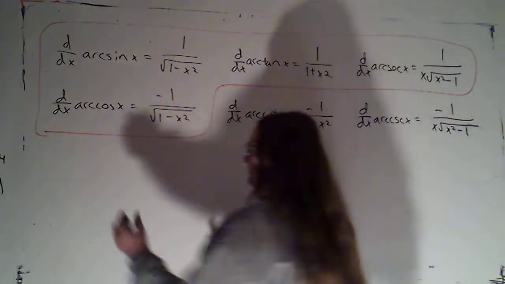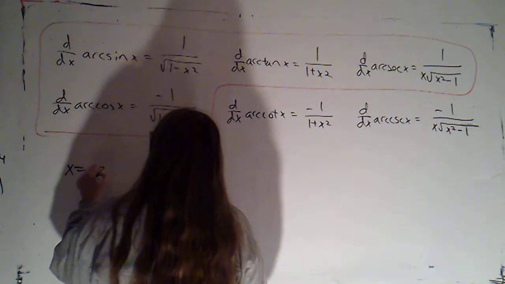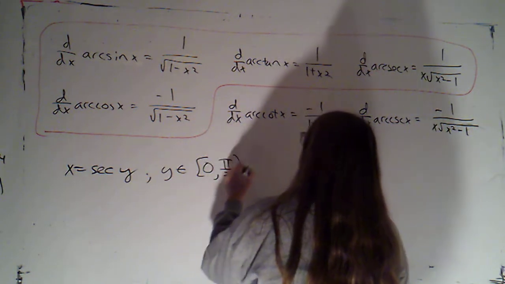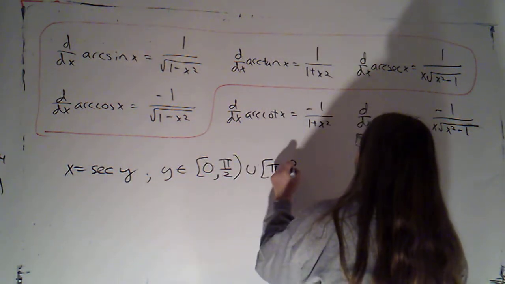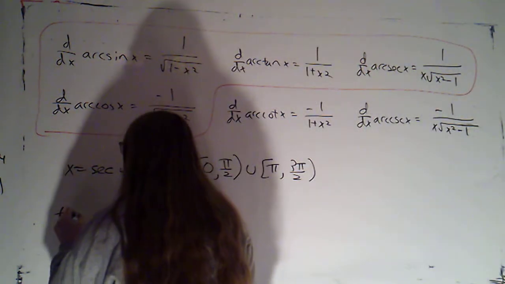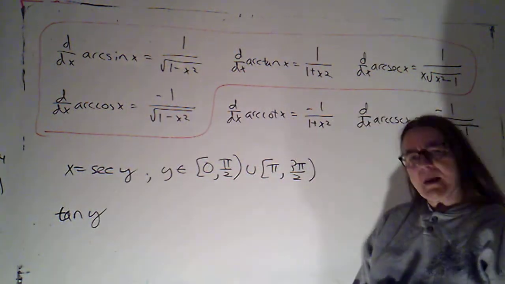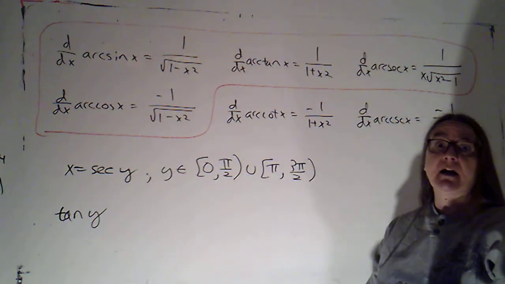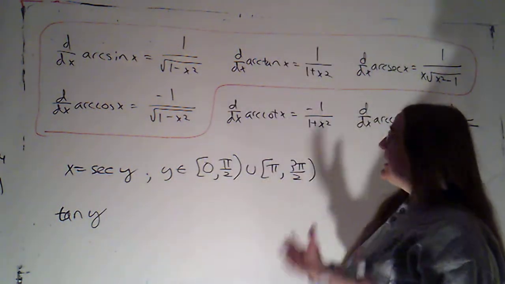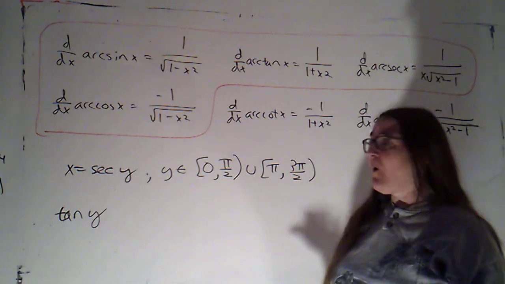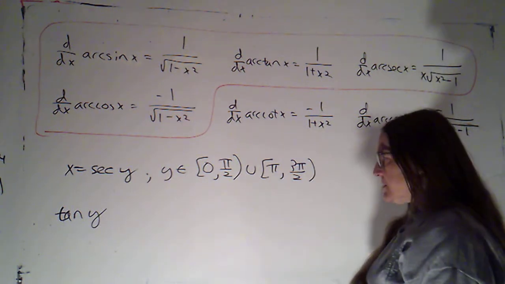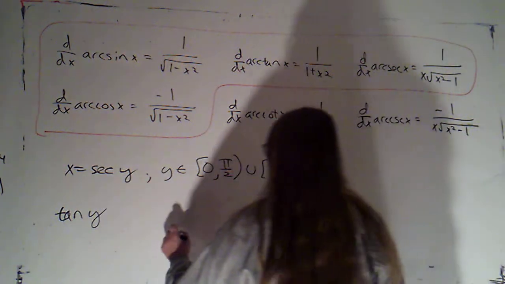In the last problem, we had x equals secant y, and we had that y was in the interval from 0 to pi over 2, union pi to 3 pi over 2. And we needed to figure out what tangent of y was. And the way we did that was to use our Pythagorean identity. I think that's the simplest choice in this case, so that's what I did in all of the functions where we had to solve for a trig function. Okay. Just want to show you that there's another option, and that's called the triangle method.